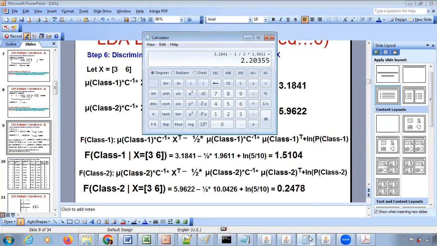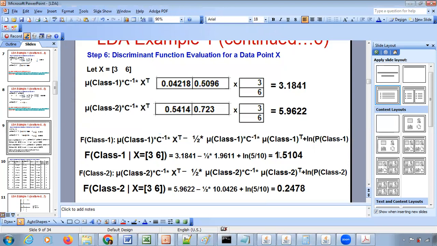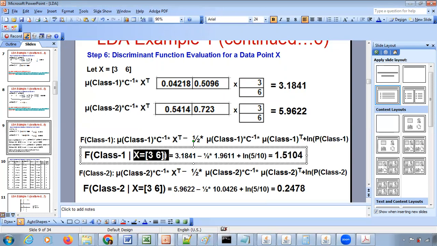Plus that log of, so it's 1 over 2 on this term. Plus, just click the logarithm of that. It's going to compute that. So it's 1.5104. So this is the F value for class 1 for this given test data point.